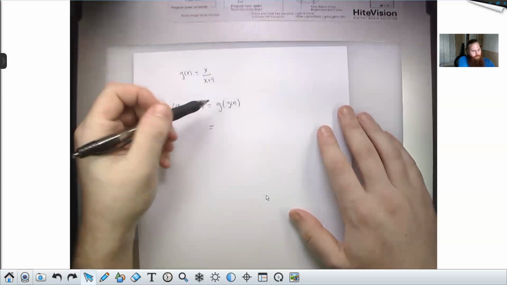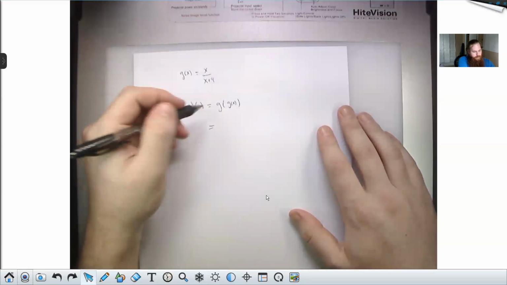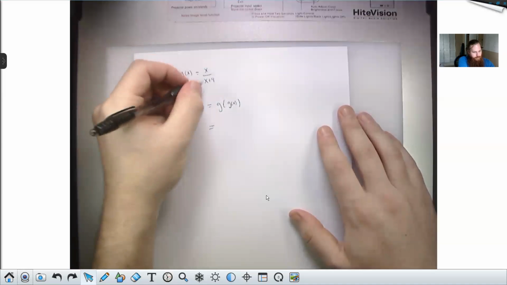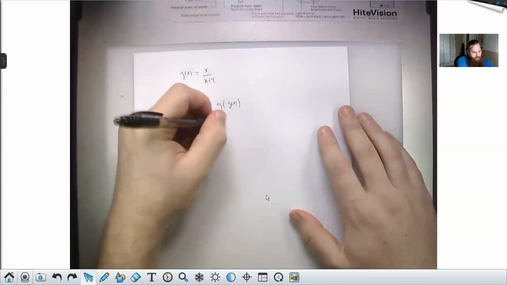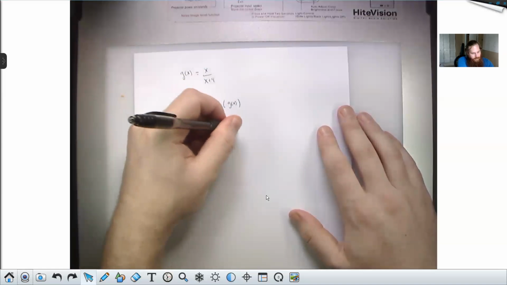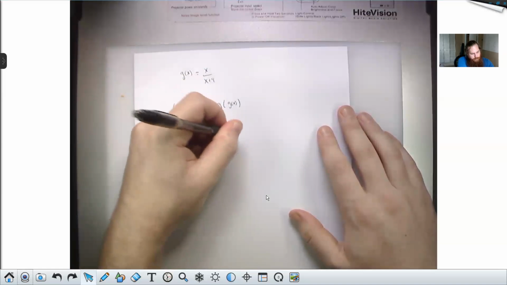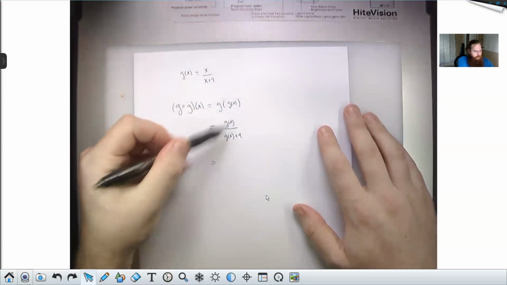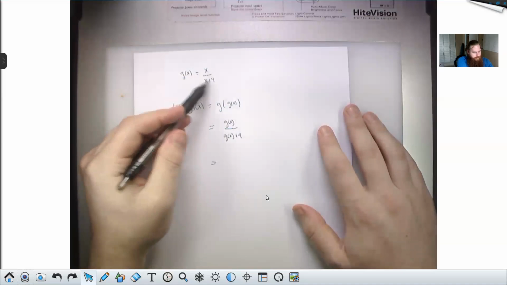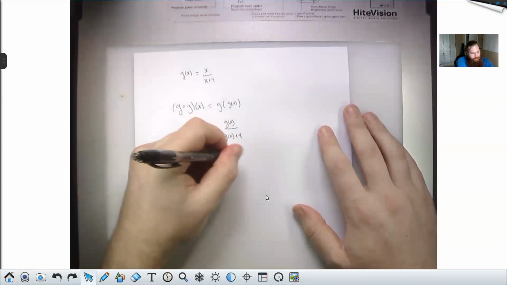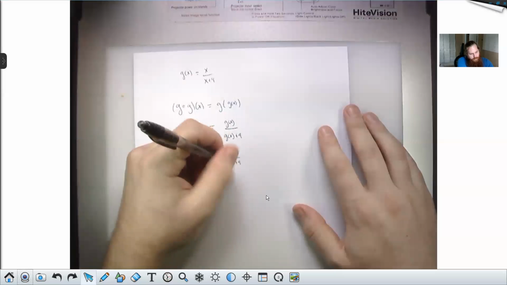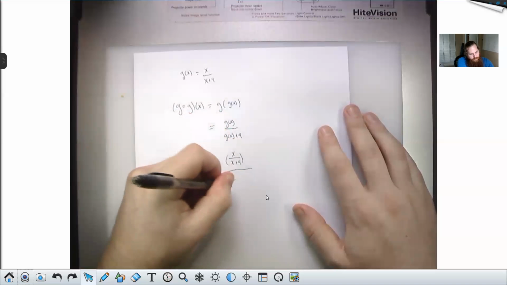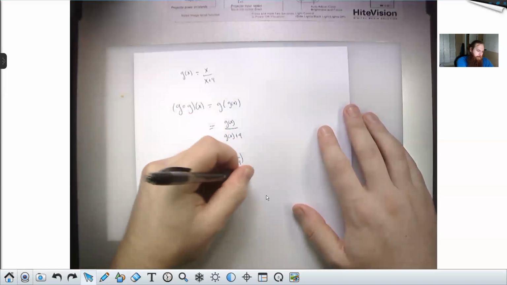So there's kind of two ways you can think about this. You can do it from the inside out or from the outside in. If I think of the outer function here as being x over x plus 9, then when I plug g of x into that, I should get g of x over g of x plus 9. Then each of these I replace by x over x plus 9. So that's x over x plus 9 divided by x over x plus 9 plus 9.